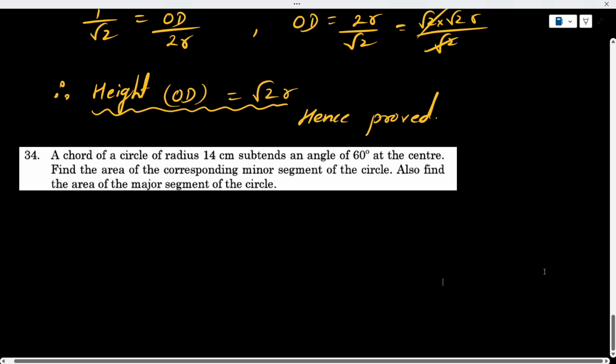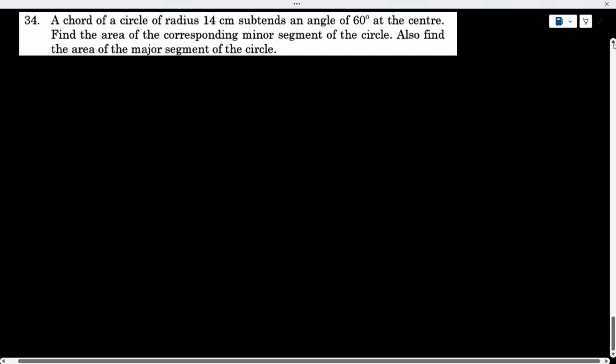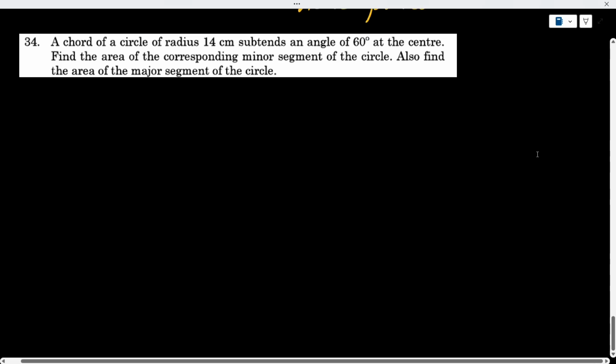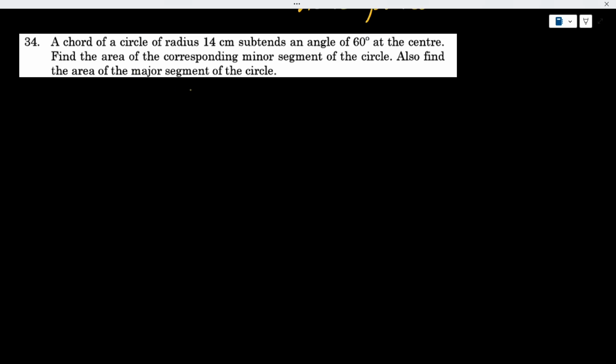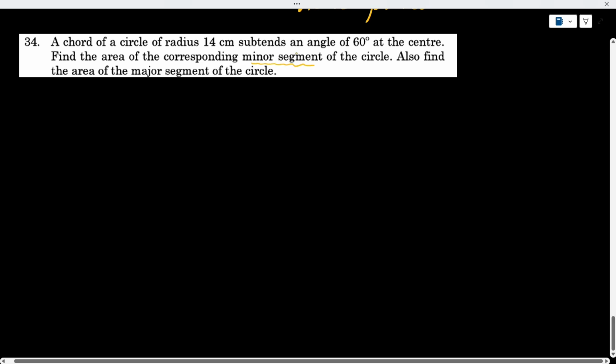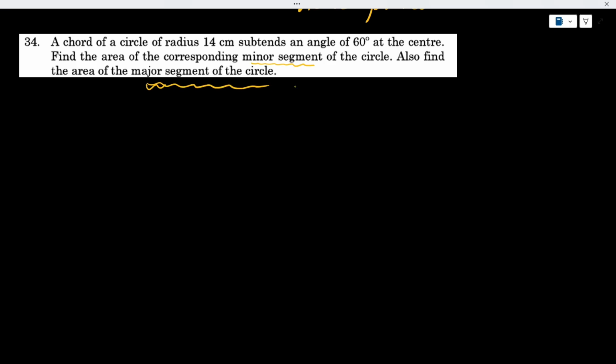It is based on area related to circle. What does it say here? If you will see this question, a chord of a circle of radius 14 centimeters subtends an angle 60 degree at the center. Find the area of the corresponding minor segment, right? So please read the question carefully, whether they are talking about sector or segment, and also find out the area of the major segment of the circle.